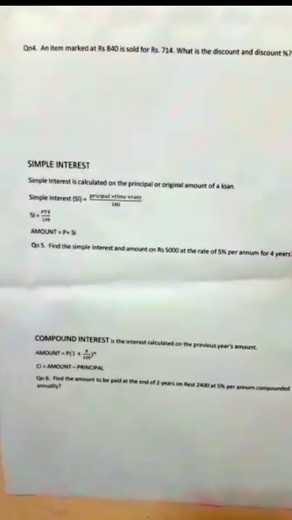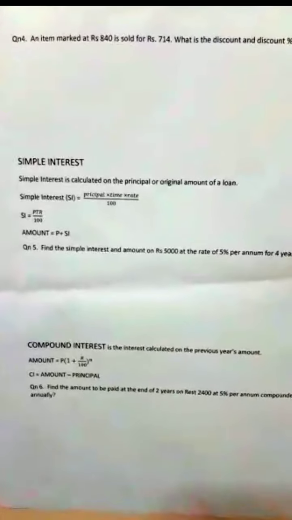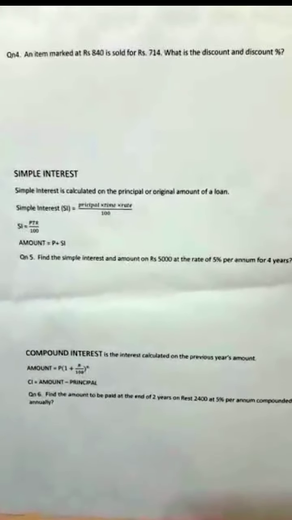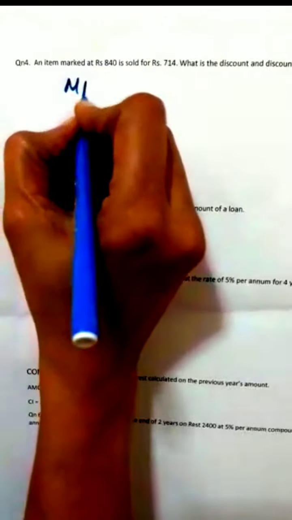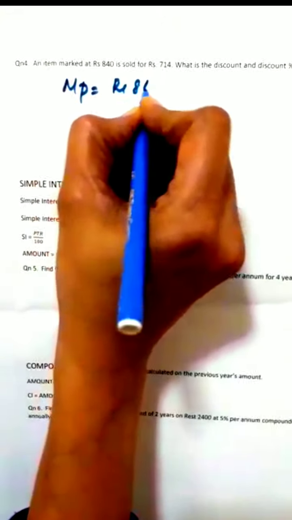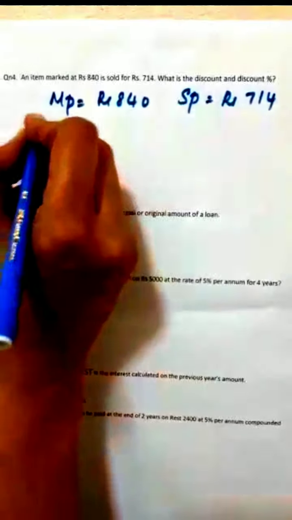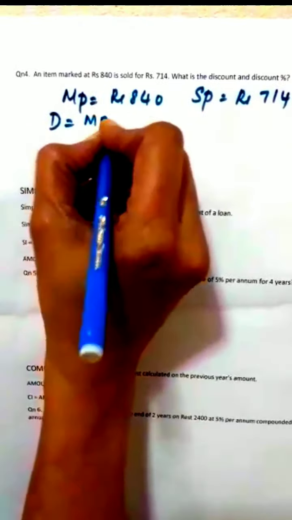The question is, given an item marked, the marked price is rupees 840 and sold for rupees 714. What is the discount and discount percentage? So MP is equal to rupees 840 and selling price will be equal to rupees 714, and you have to find the discount, that is MP minus SP, the formula.